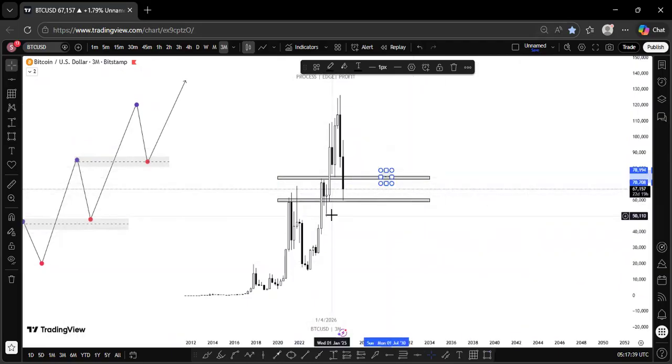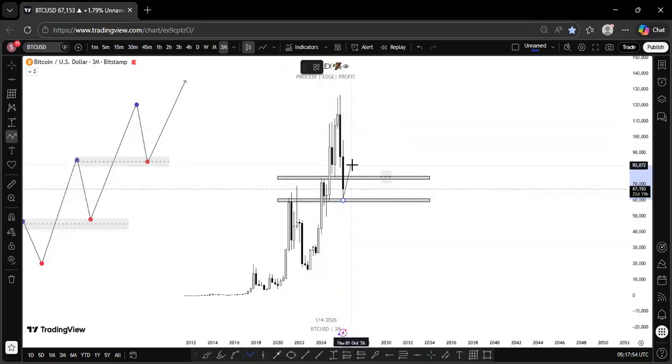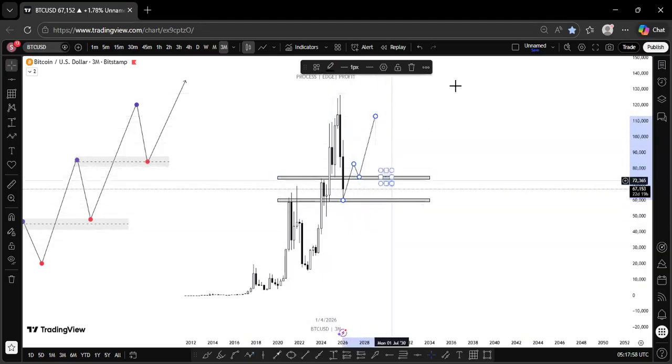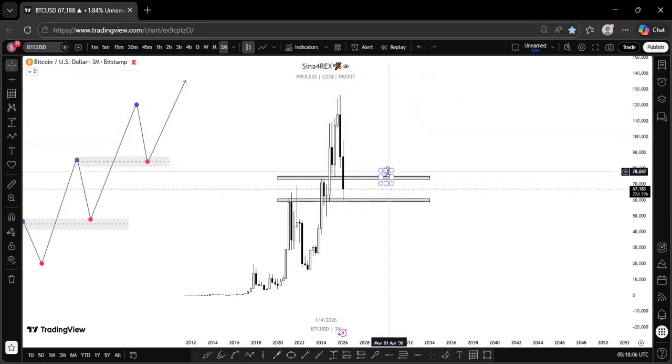I will be expecting price to be able to break above the 75 zone. Once price is able to break above the 75,000 zone, it has given me my final confirmation that we are having the bullish push. So I would want to see something like this on the 3 months time frame or on the monthly time frame that would indicate to me that price is moving higher to the upside.